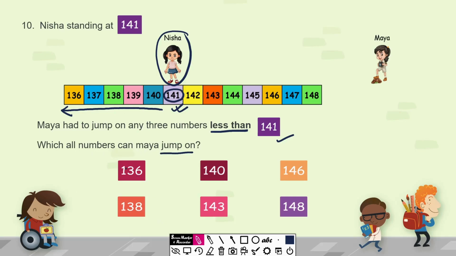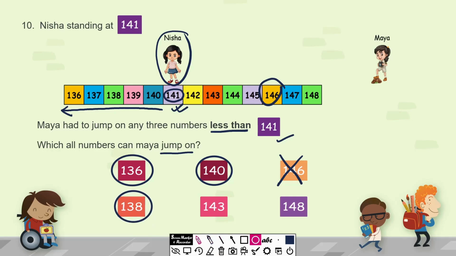Okay, let's see. Is 136 less than number 141? Yes, she can jump on number 136. 140? Yes, she can jump on it. 146? No, it is greater than number 141, right? Why? Because it is on the right hand side of number 141. That's why it is greater. Can she jump on number 138? Yes, of course. Number 143? No, it is greater. 148? No, it is also greater than number 141, right?